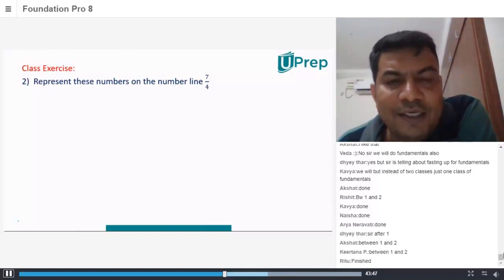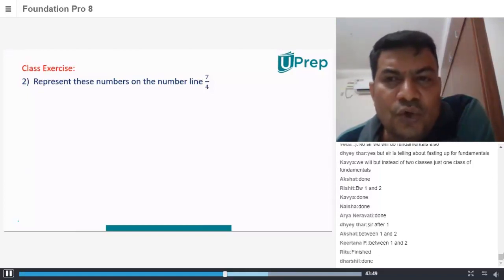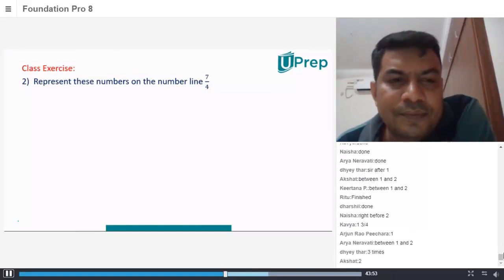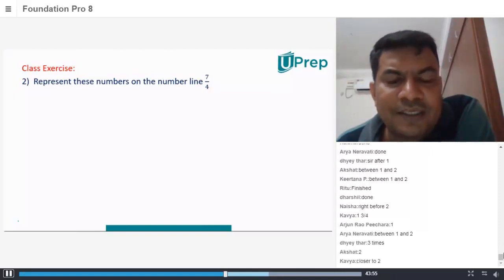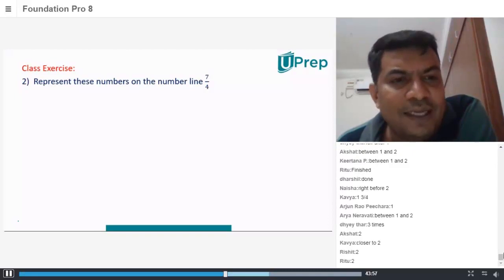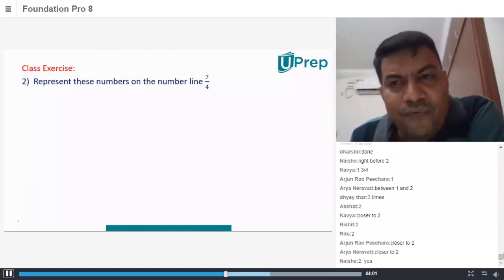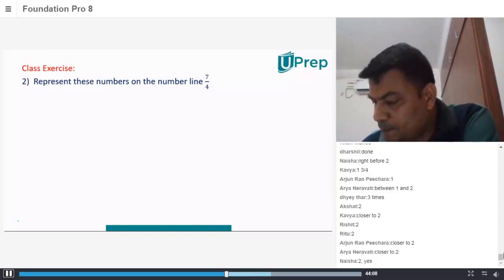Yes, between 1 and 2. So is it closer to 2 or is it closer to 1? Very good. It is closer to 2. So 1 3 by 4, you understand that. Between 1 and 2, you will mark 4 equal parts and put it at 3 by 4. Very good.